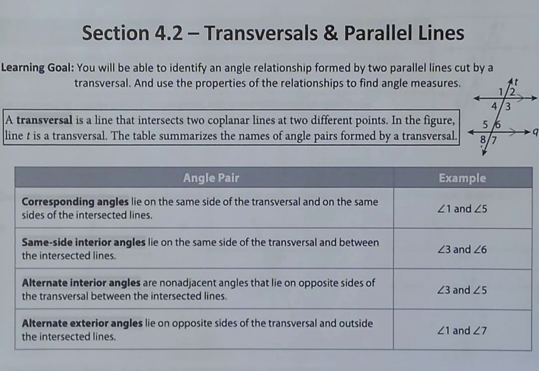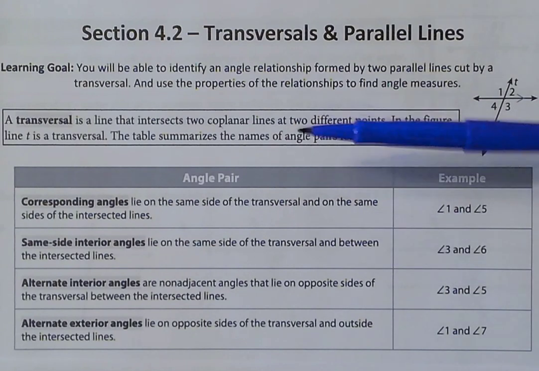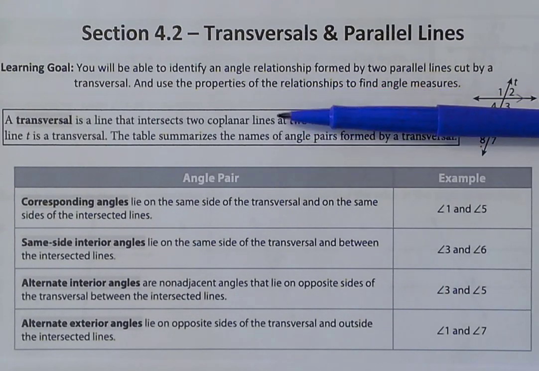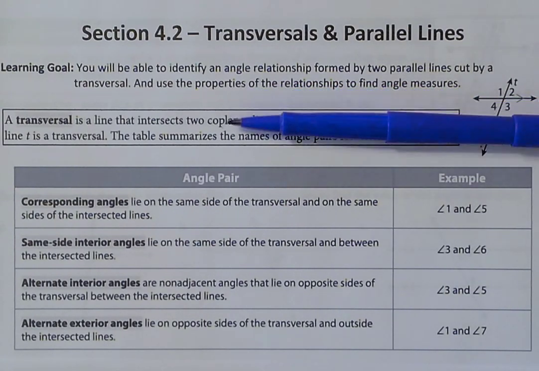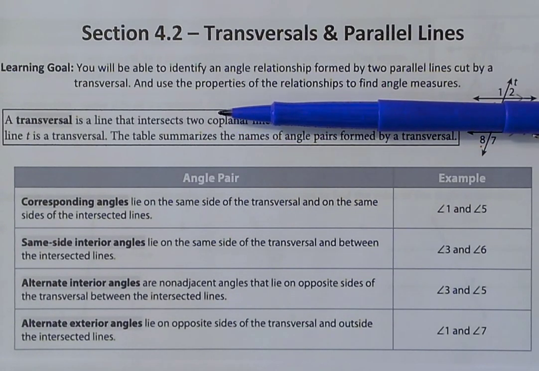All right, and then our last angle relationship or angle pair is alternate exterior. So alternate exterior angles lie on the opposite sides of the transversal, hence the alternate, and outside the parallel lines. So if I were to just cover up or ignore the inside angles. Okay, so we're going outside of the parallel lines, so angles 1, 2, 8, and 7.